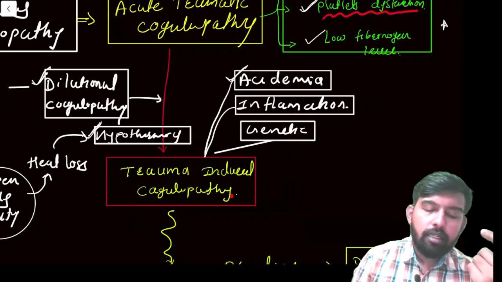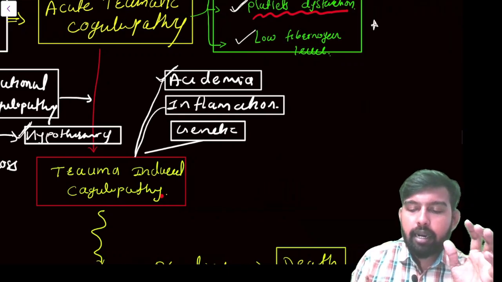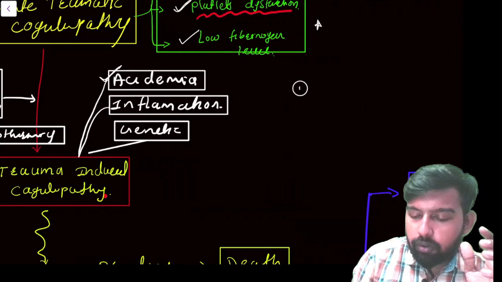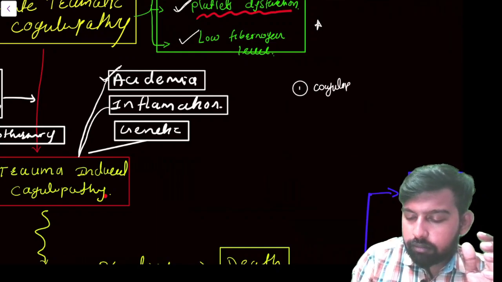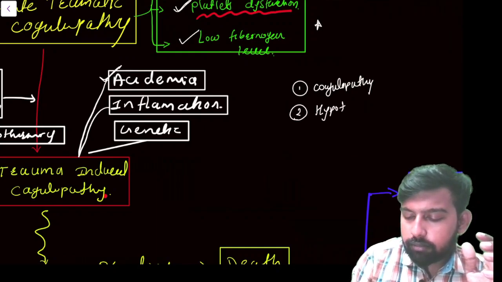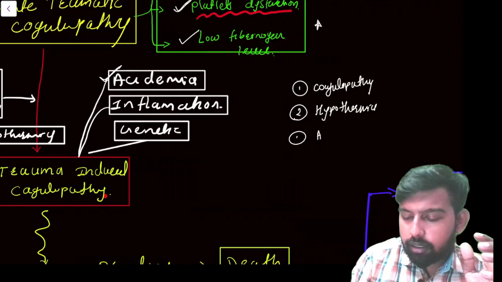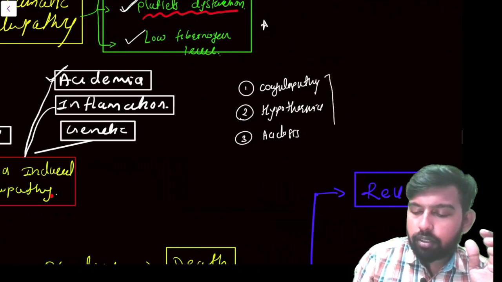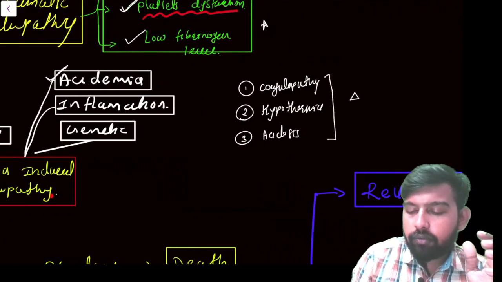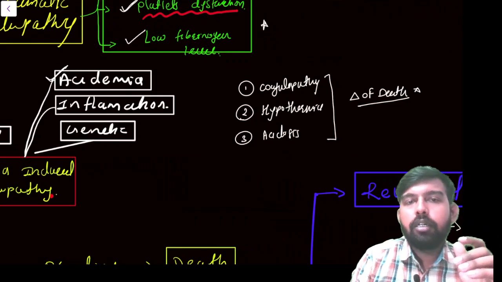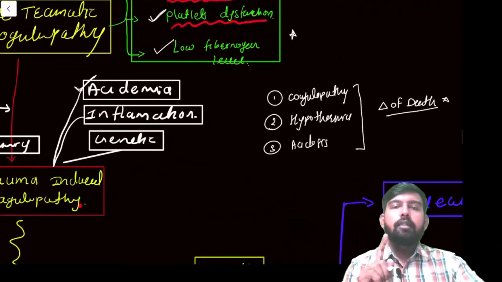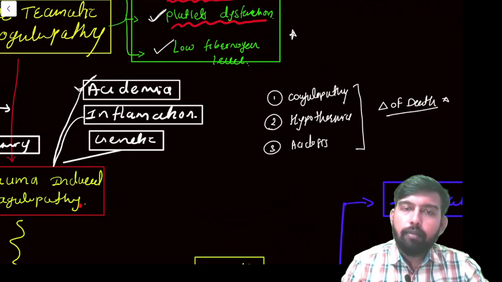So this could be the death triad, that is coagulopathy, hypothermia, and metabolic acidosis. So this is known as the triad of death in case of a shock. So the triad of death consists of coagulopathy, hypothermia, and acidosis.